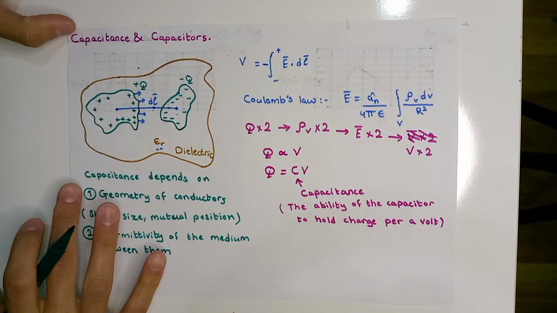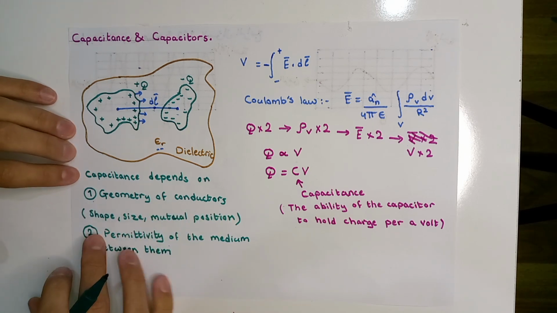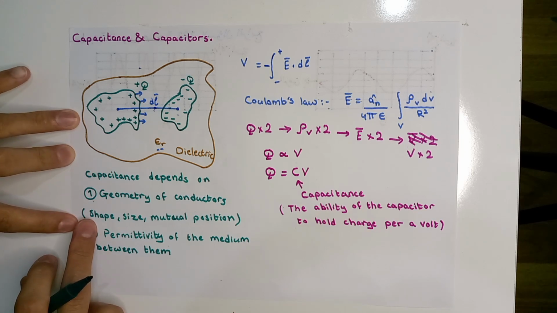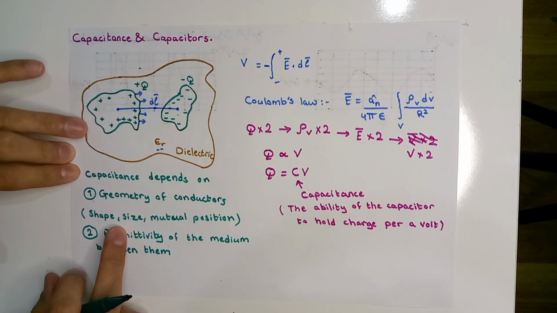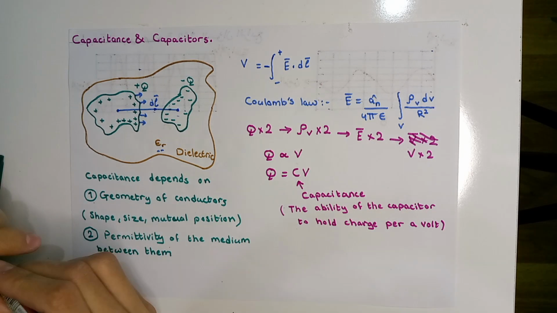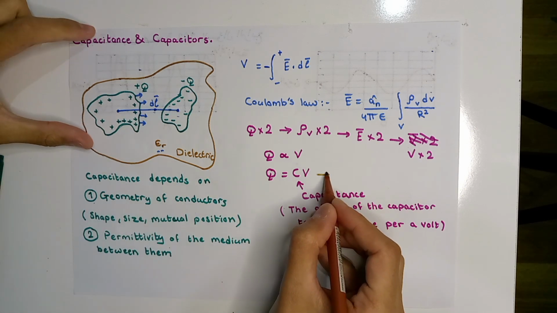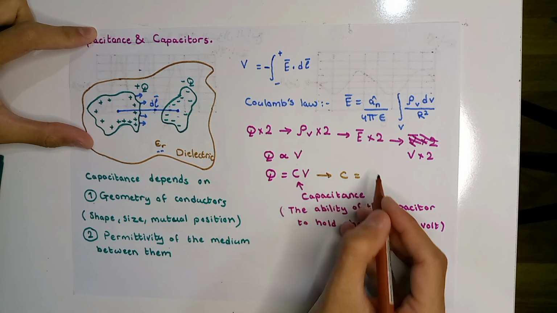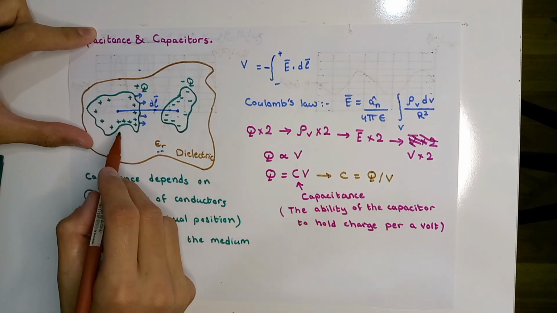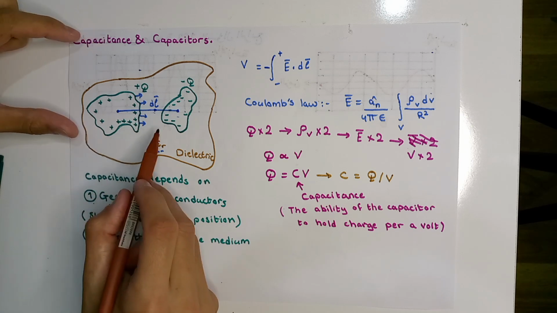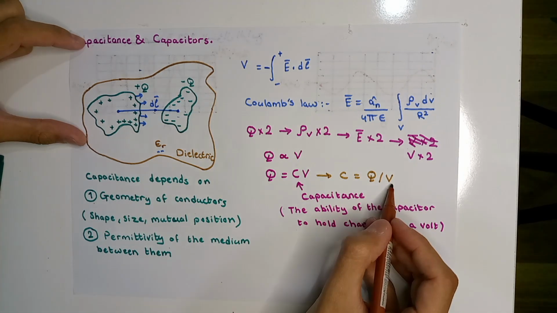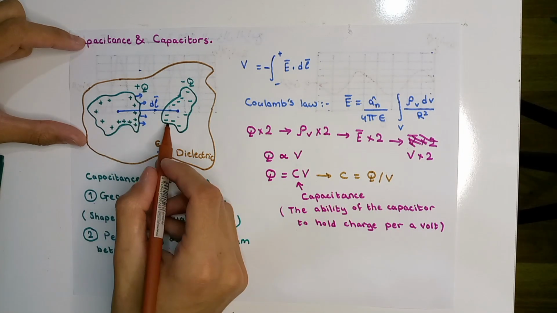And it's worth mentioning that capacitance depends on the geometry of these two conductors, meaning the shape, the size, and the mutual position of each conductor, and the permittivity of the medium between them. And in this case, you may notice that to find the capacitance, we simply use this relation Q divided by V, where Q is the charge of each conductor when the charge on both conductors is equal, and V is the electric potential due to these two conductors.